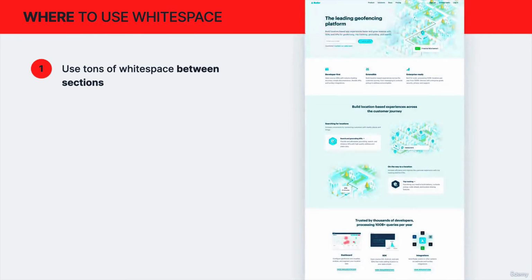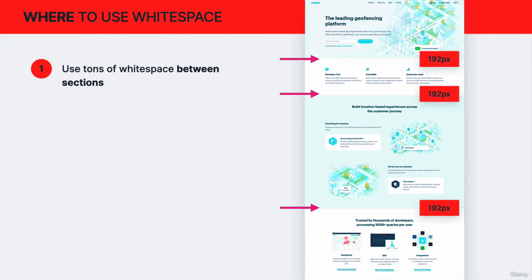So, first of all, we should use a ton of white space between our sections. And going back to our previous example here, we can see that the designer did indeed add a lot of white space between these sections. So 192 pixels is a lot of space, but it is actually not too much. I think it does look quite right like this.